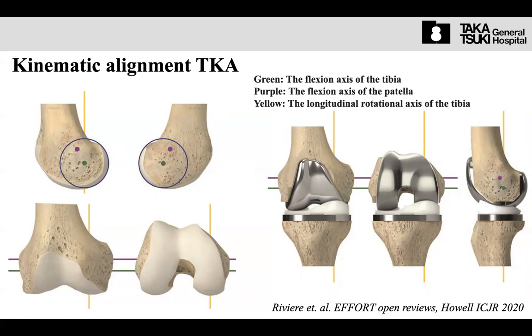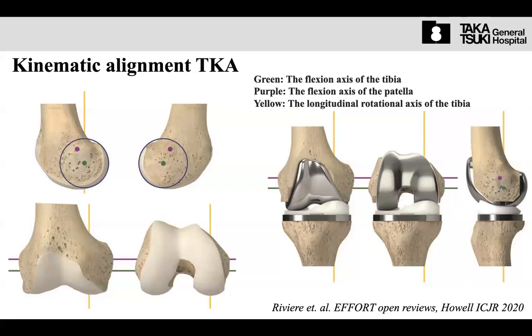The first is the flexion extension motion of the femur on the tibia. And the second one, the patellar movement on the femoral trochlea. And the third one is tibial rotation, a longitudinal rotation. So these are the three axes. The first one, the green axis, is the flexion extension axis.